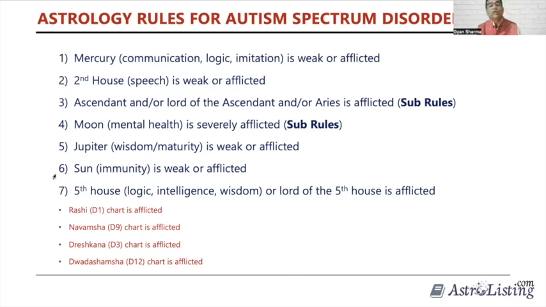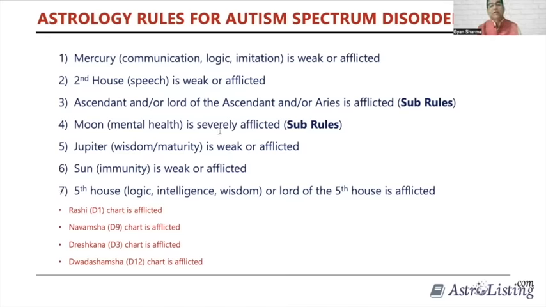And now the final rule, the seventh rule, is about the fifth house. So what is the fifth house? The fifth house is the house of logic, intelligence, and wisdom. So for a sound mental health, the fifth house and the fifth house lord must be unafflicted. They should be strong enough. There should be benefic influence, all these things. So the fifth house is also very, very important for logic, intelligence, and wisdom.